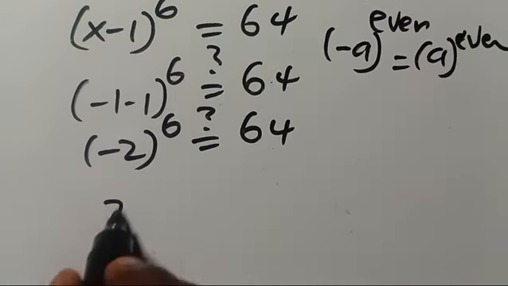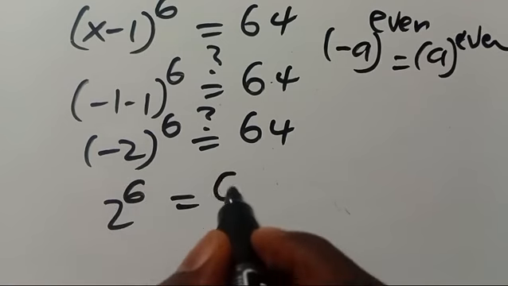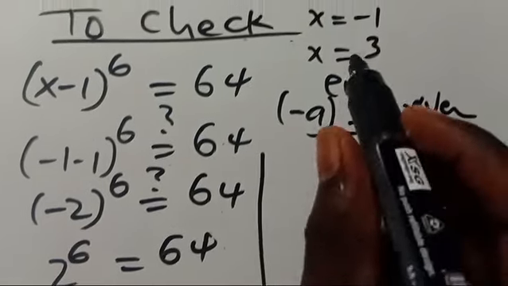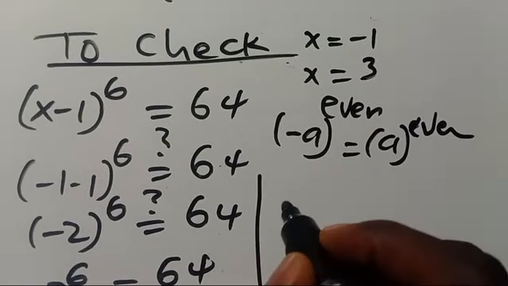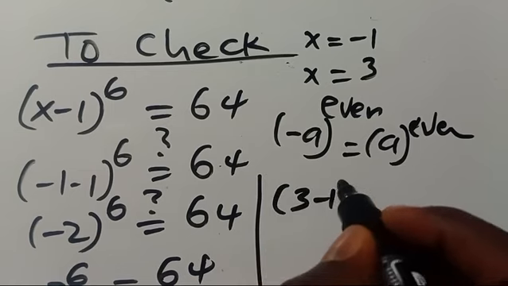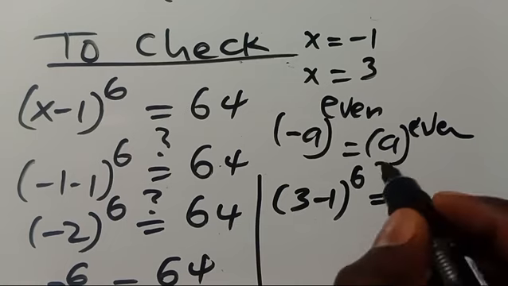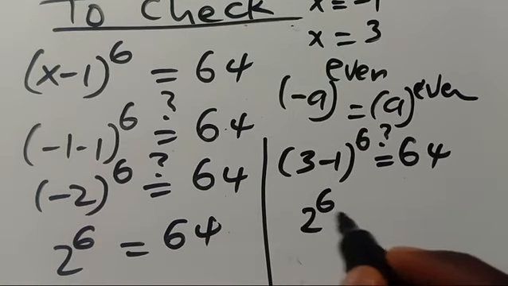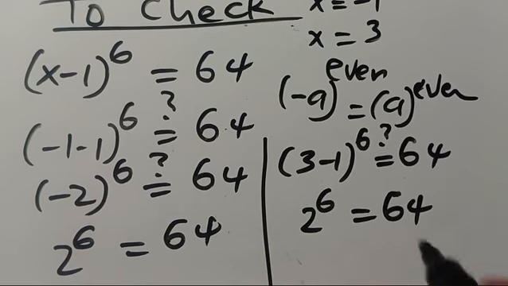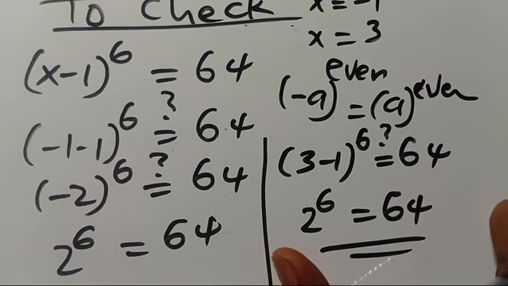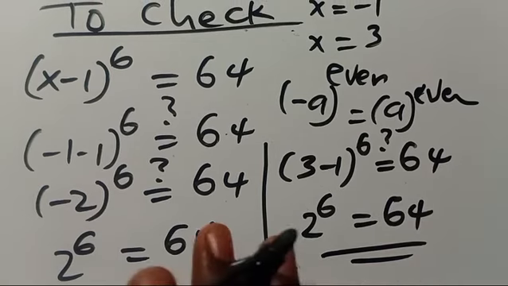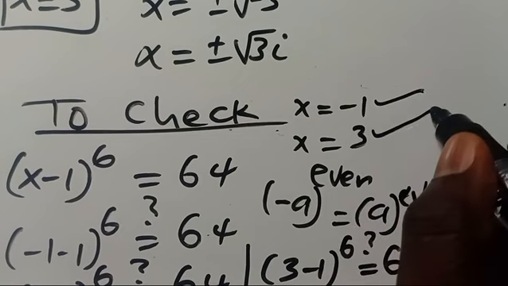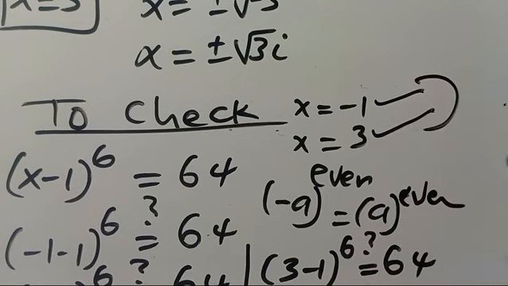So from here we have 2 to the power of 6, which equals 64. Likewise, when x equals 3, here will be 3 minus 1 to the power of 6, so going to give us 64. 3 minus 1 will be 2 to the power of 6, which equals 64. So seeing the left hand side equals the right hand side, x equals minus 1, x equals 3, satisfy the problem given to us.